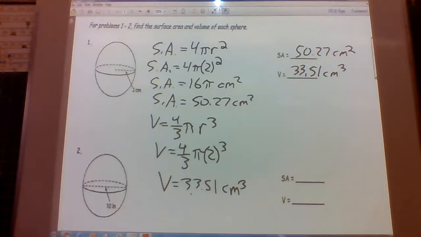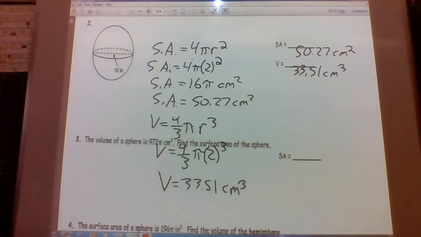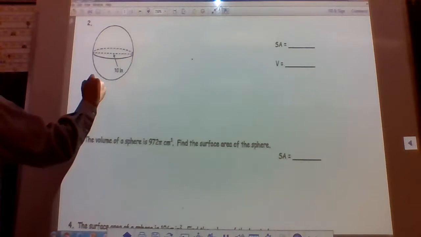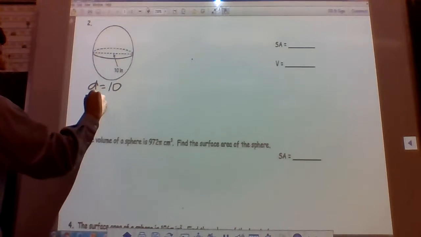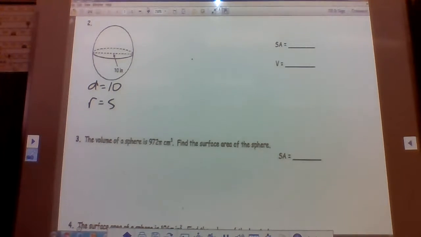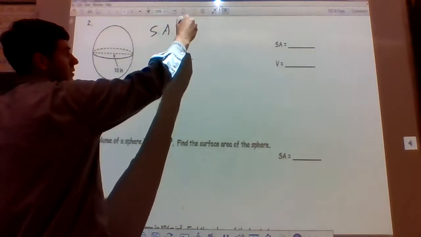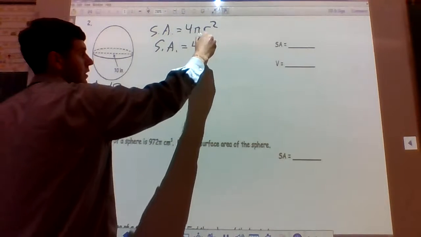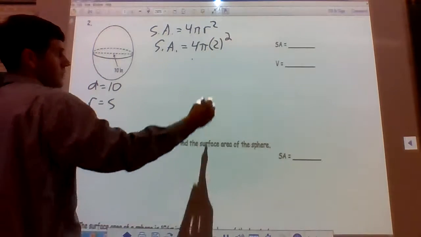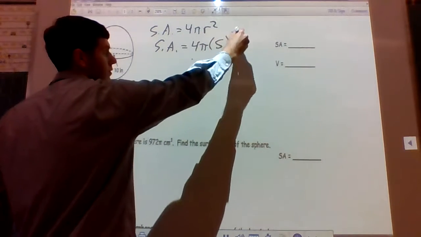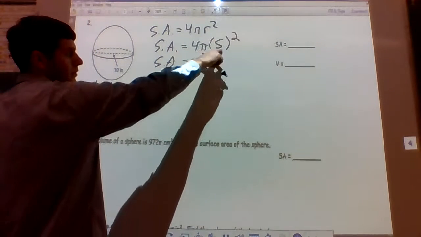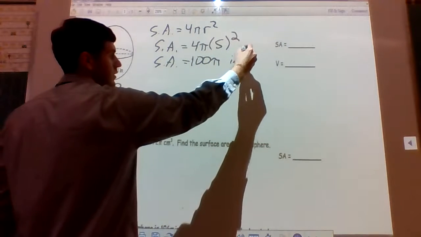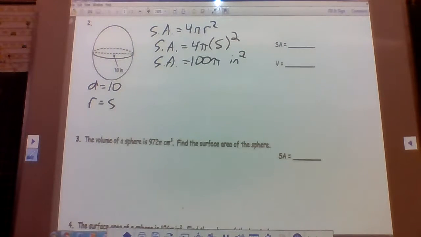Okay. Number 2. So they're giving us the diameter. Okay, so the diameter is 10. The radius is half the diameter, so the radius here is going to be 5 inches. So surface area is going to equal 4 pi r squared. So that's going to be 4 pi times 5 squared. The radius is 5. 5 squared is 25. 25 times 4 is 100. 100 pi inches squared. Or we can multiply 100 pi out.